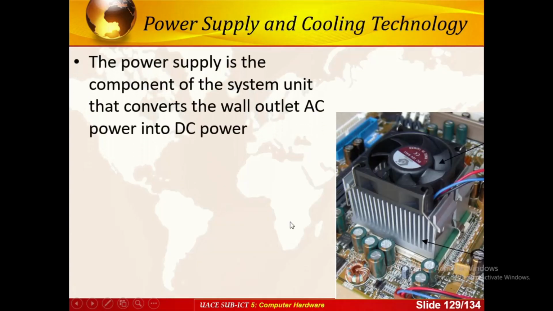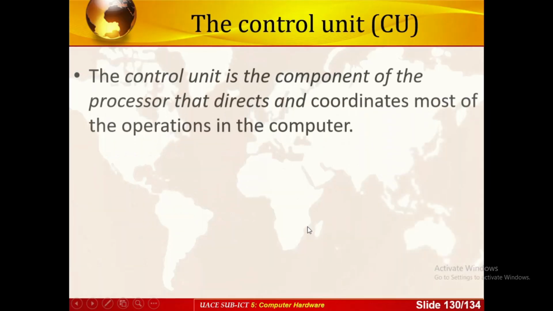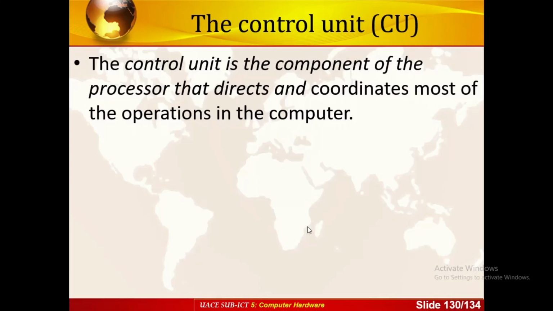We have the power supply, which supplies power to the computer and converts the outlet's AC to DC. This is the fan, or what we call the heat sink, and this is where the CPU is. A heat sink is a small ceramic or metal component that fills the surface and absorbs heat produced by electrical components such as the processor. That's the work of the heat sink.